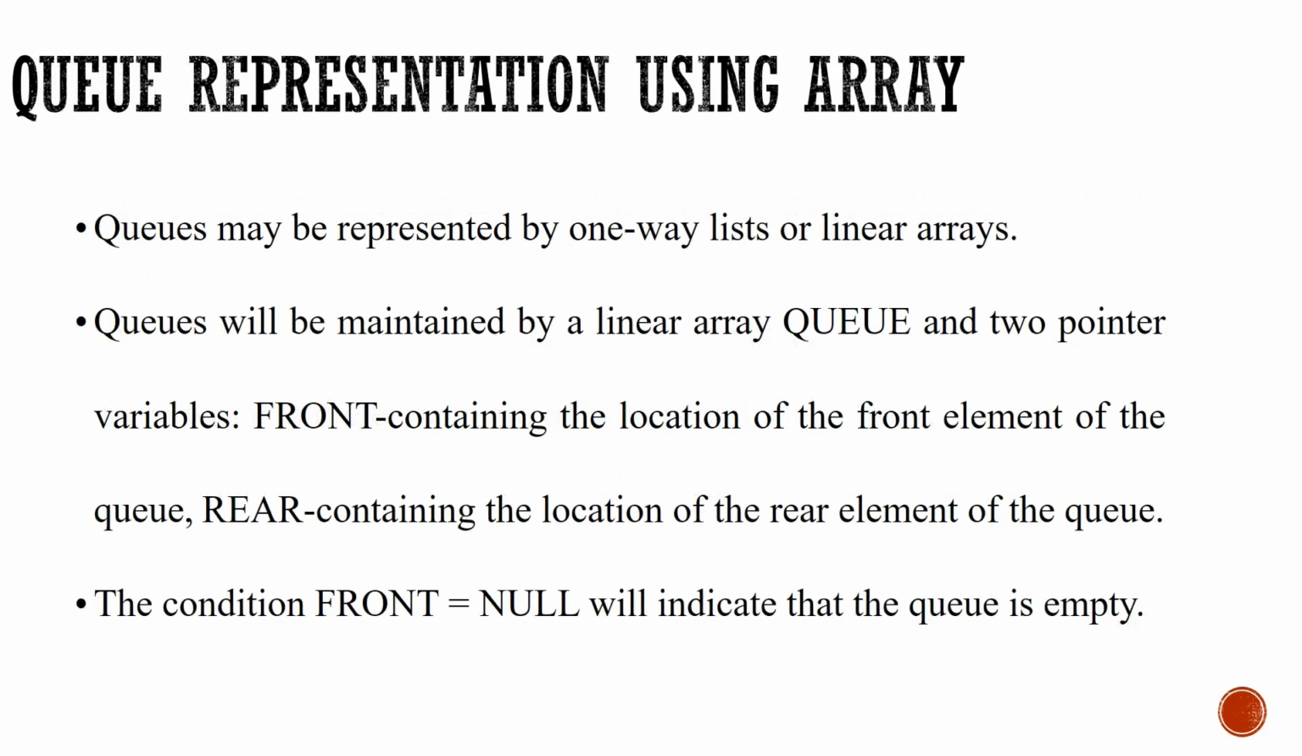If we go for the representation of queues, queues are represented either by using linear arrays or by using a linked list. A one-way linked list can be used there. When a queue is represented by a linear array, we use two pointers. One is the front pointer, which contains the location of the first element of the queue, and rear points to the last element of the queue. The condition front equal to null indicates that the queue is empty.